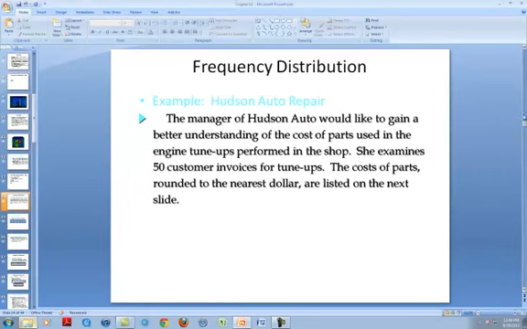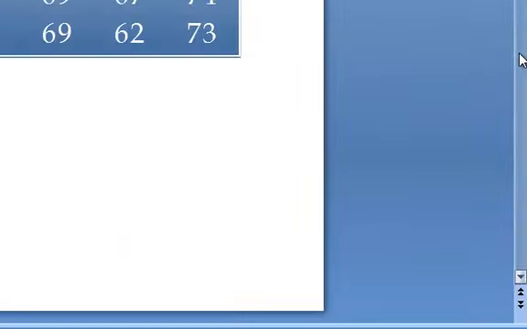Suppose, for instance, Hudson Auto Repair. It's an auto repair shop, and the manager would like to understand the cost of parts used in the engine tune-ups that they do in the shops. So the manager examines 50 customer invoices, and she lists the cost of parts for each of the 50 jobs done. And these are the raw data. As you can see, there are 50 data points, i.e.